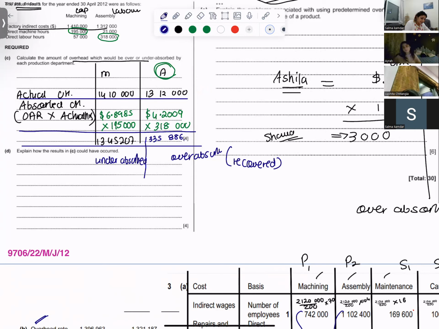Come on, tell me what is the difference. What is the under absorbed or over absorbed amount? First one is 1410000 minus 1345,207. So here you have 64,793.